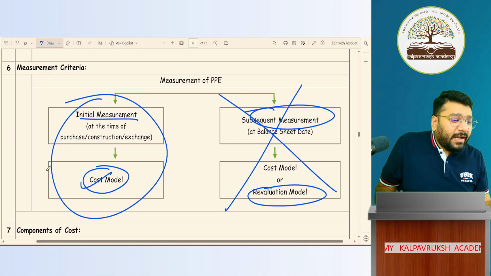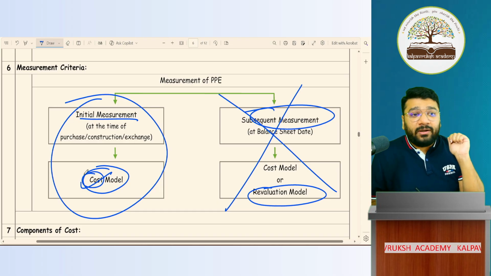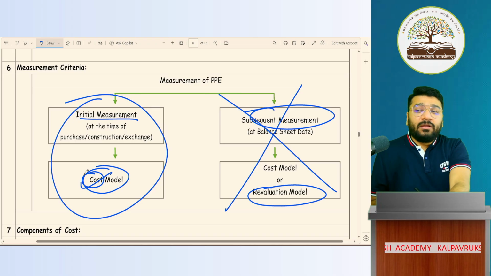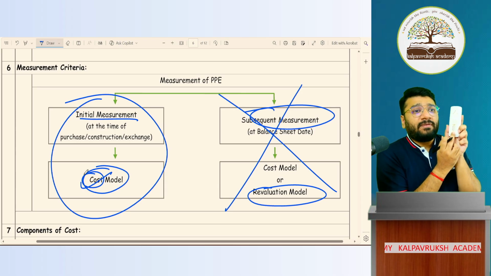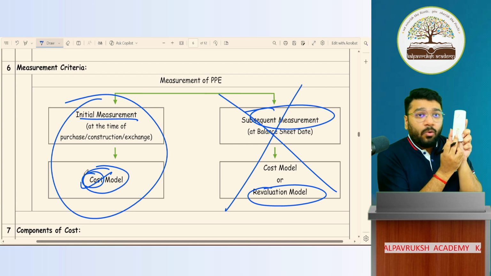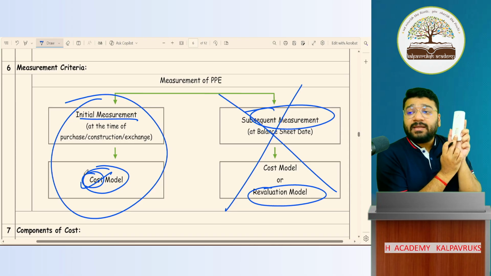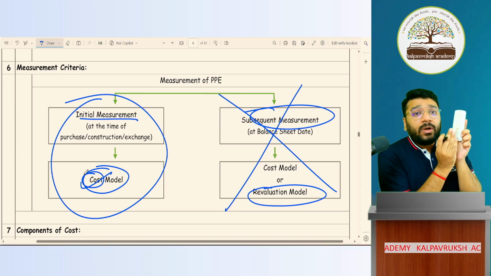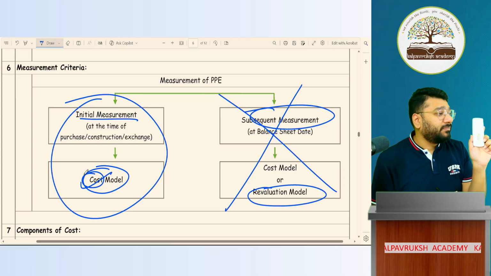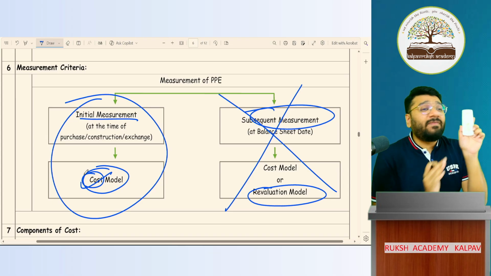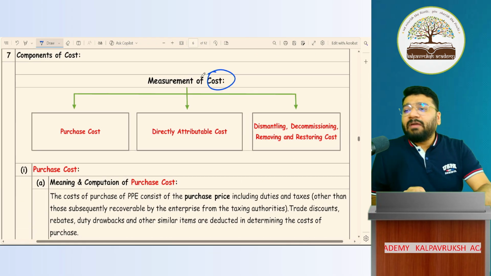Now that you have to record PPE at cost, how to calculate the cost of the PPE is important, no? People have confusion about what all will form part of the PPE cost. What will be included, what will not be included, there's a big question mark. So AS10 has given a very clear clarification on what will and will not be part of cost. They have discussed it extensively, not just like that.